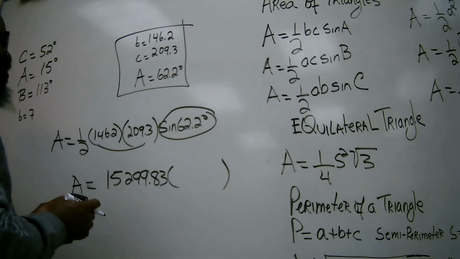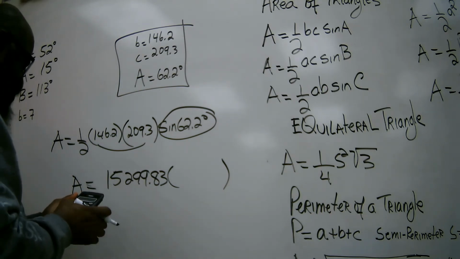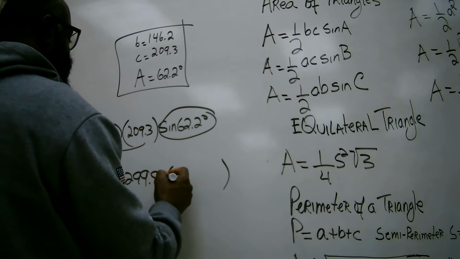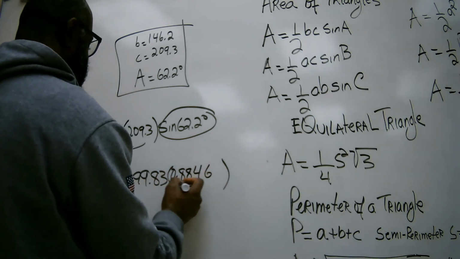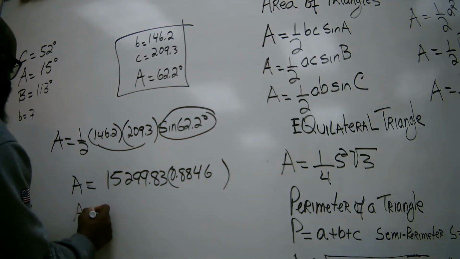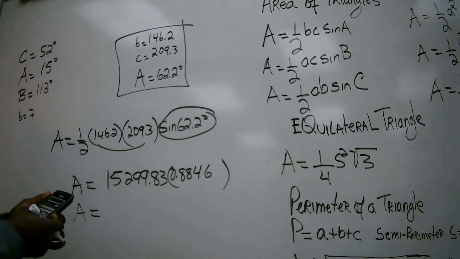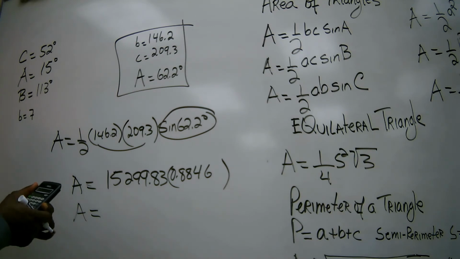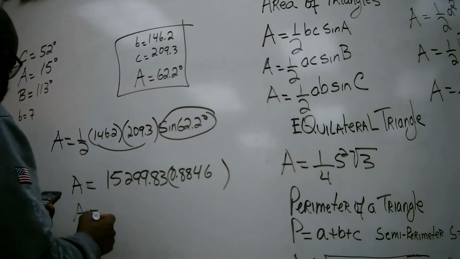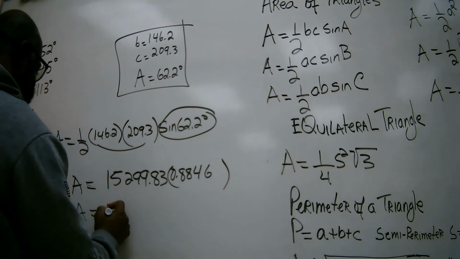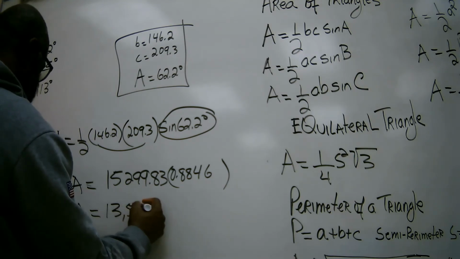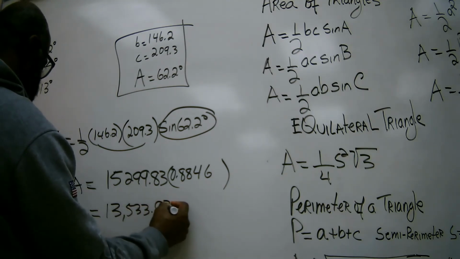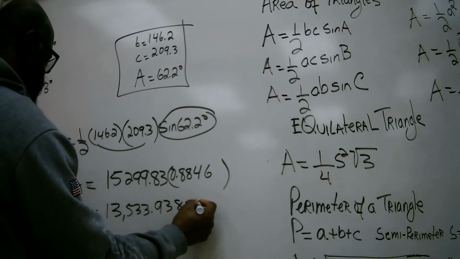I'm going to find sine of 62.2, and it's telling me it's 0.8846. Then I'm going to multiply those two numbers, then that's my area. Multiplied by 15,299.83, then my area is 13,533.93845.